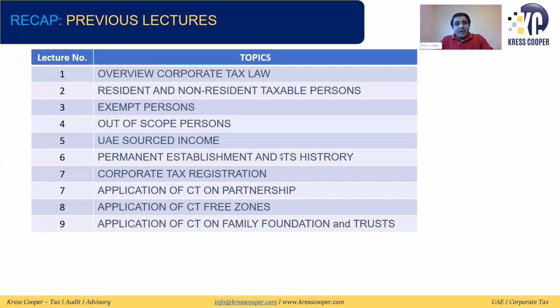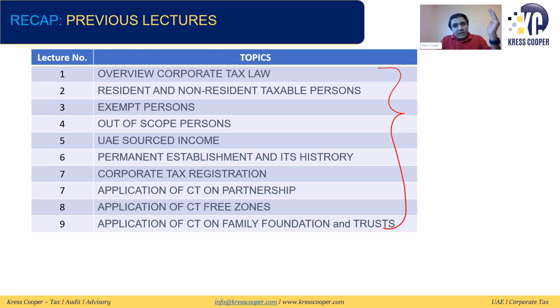We have discussed applications of corporate tax on the partnership, applications of corporate tax on the free zones, and application of corporate tax on family foundations and trust. These are the topics that we have covered till now. If you're going through these topics, you will realize that all these topics were basically related to the scope of corporate tax. Basically, what is the scope of the corporate tax? On which businesses is corporate tax applicable? On which entities is corporate tax applicable?